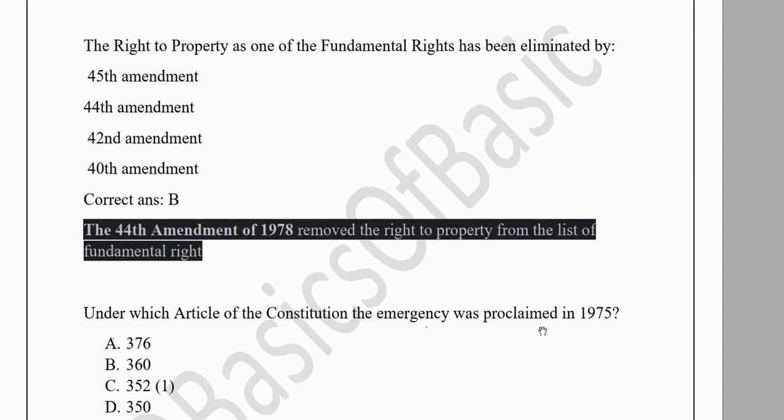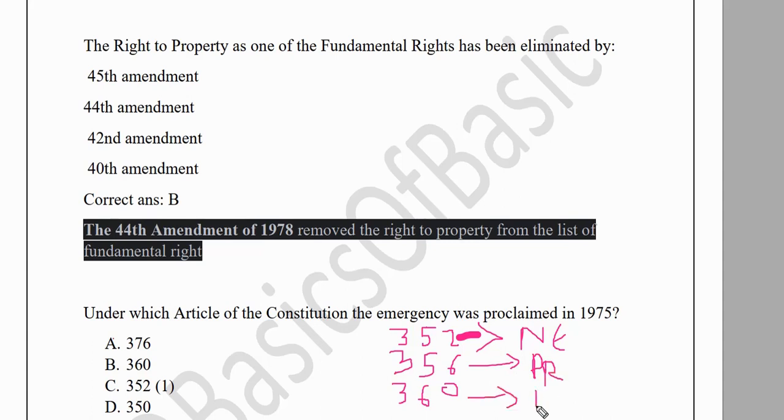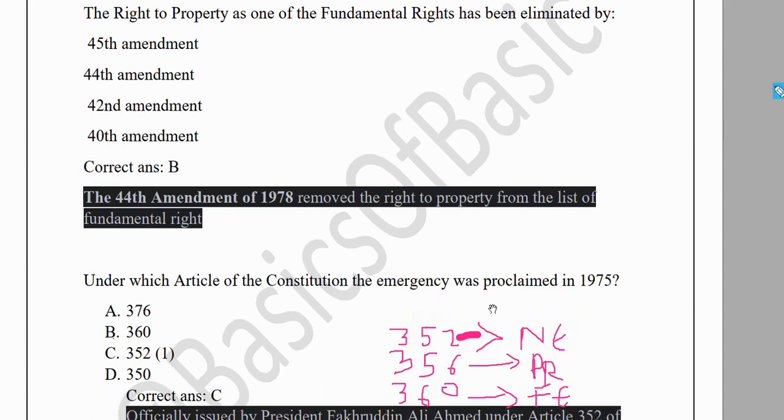Now, under which article of the constitution was the emergency proclaimed in 1975? See, these are the three articles which are very important: 352, 356 and 360. These are three very important articles under emergency proclamation. Article 352 refers to the national emergency, 356 refers to the president's rule, and 360 refers to the financial emergency. According to this only, the proclamation was done.